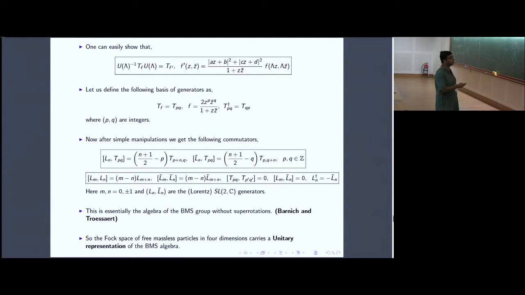So this is the standard SL(2,C) algebra, and this is the algebra between the SL(2,C) and the supertranslations, which also include the translations. And this is essentially the algebra of the BMS group, which was found by these authors. And so this shows that the Fock space of free massless particles in four dimensions carries a unitary representation of the BMS algebra. That is basically the thing I wanted to point out.